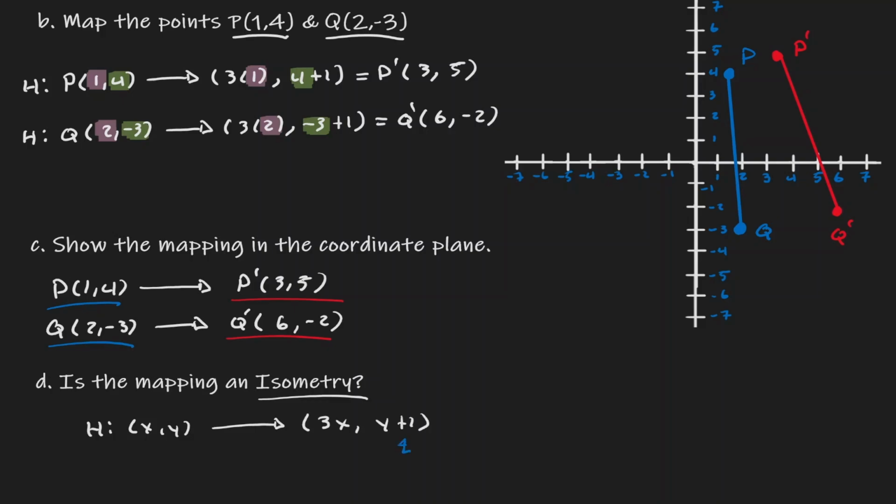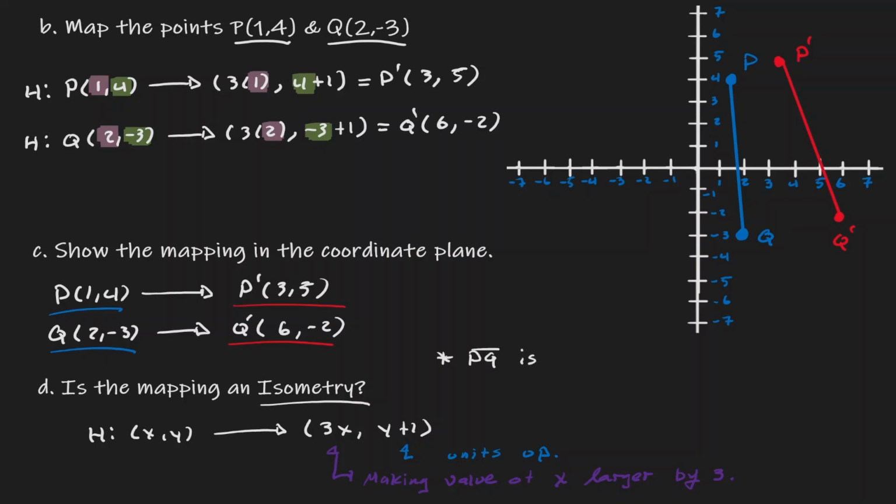So notice that the y value is just getting shifted. But now notice that with x, we are making the value of x larger by a factor of 3. Because the value of x is getting multiplied by 3, then we can say that the pre-image is not congruent to the image. And because the image is not congruent to the pre-image, then we can say that the mapping H is not an isometry.